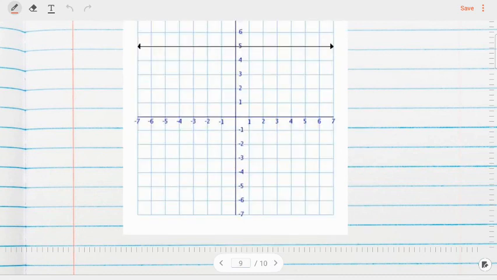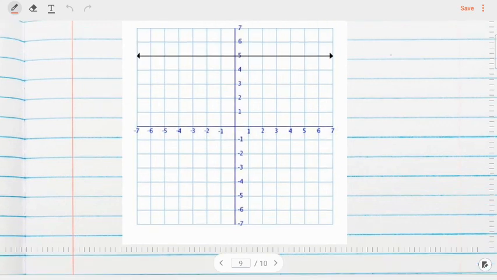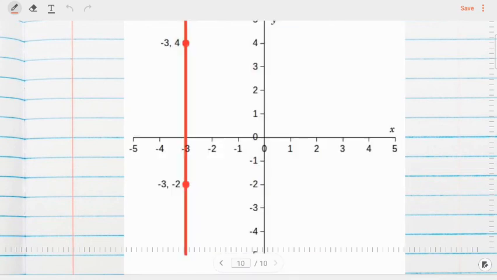Last but not least, let's talk about 2 more graphs. Remember, this is a flat line, so it has a slope of 0. And this graph is straight up and down. Remember, that doesn't have a slope. I can't calculate its rise or run. It is undefined. And I don't even need to find 2 points.